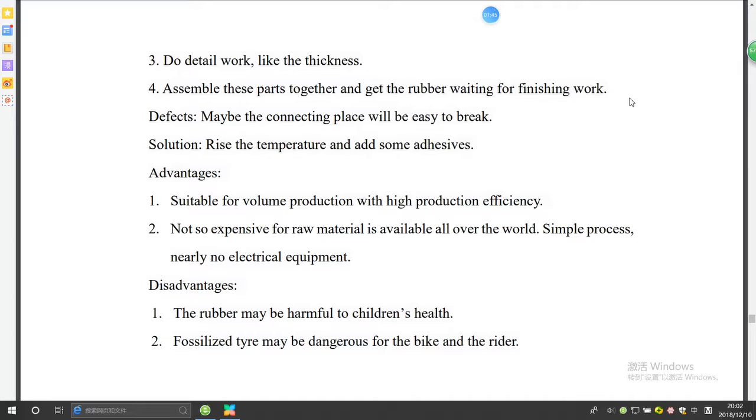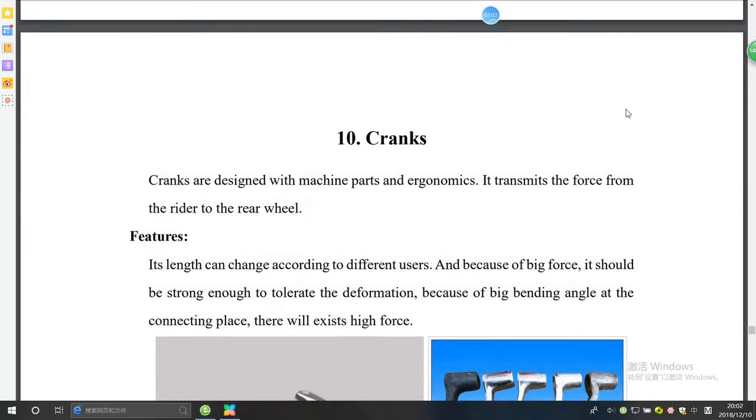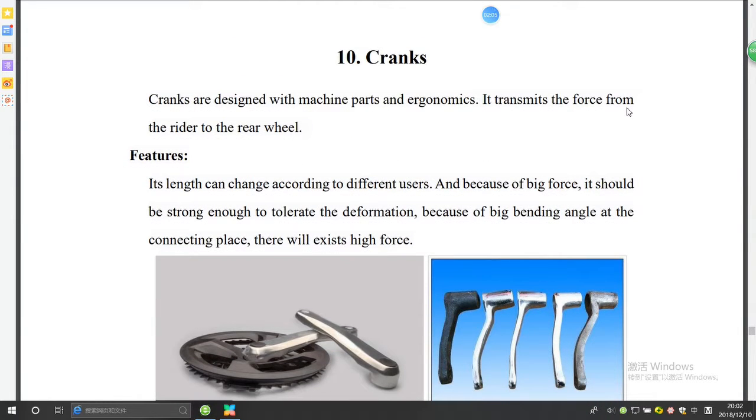Simple process. Near no electrical equipment, but its disadvantage is the rubber may be harmful to children's health. Flooded tire may be dangerous for the back and the rider. And then the next part is cranks.